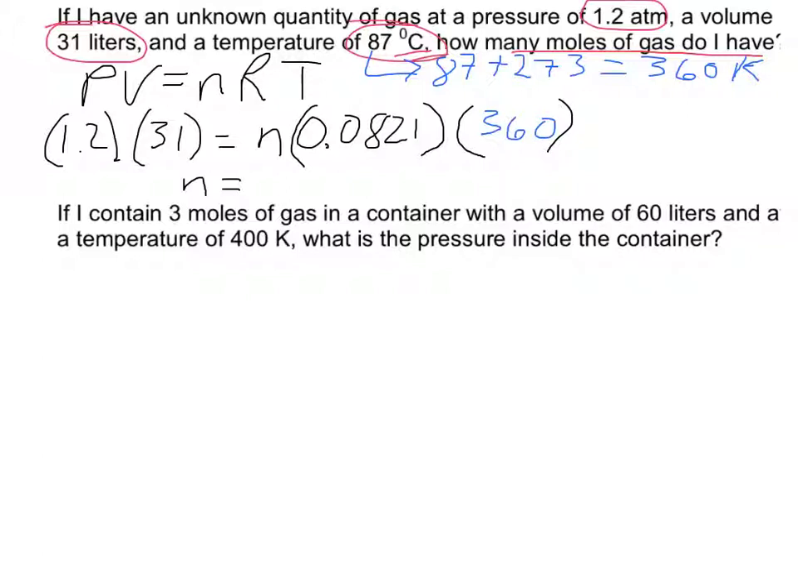Anybody get an answer? What did you get? 1.3 moles. Cool. It should work out to be about 1.26, right? If I were precise to 2 decimals, it should be 1.26 moles. And that's the answer. So that's the big lesson for the ideal gas law.